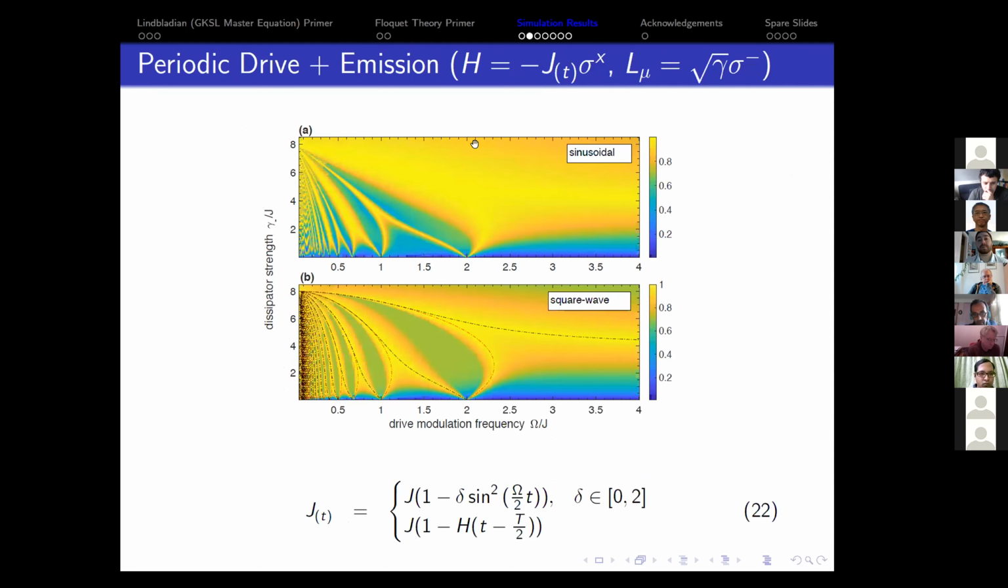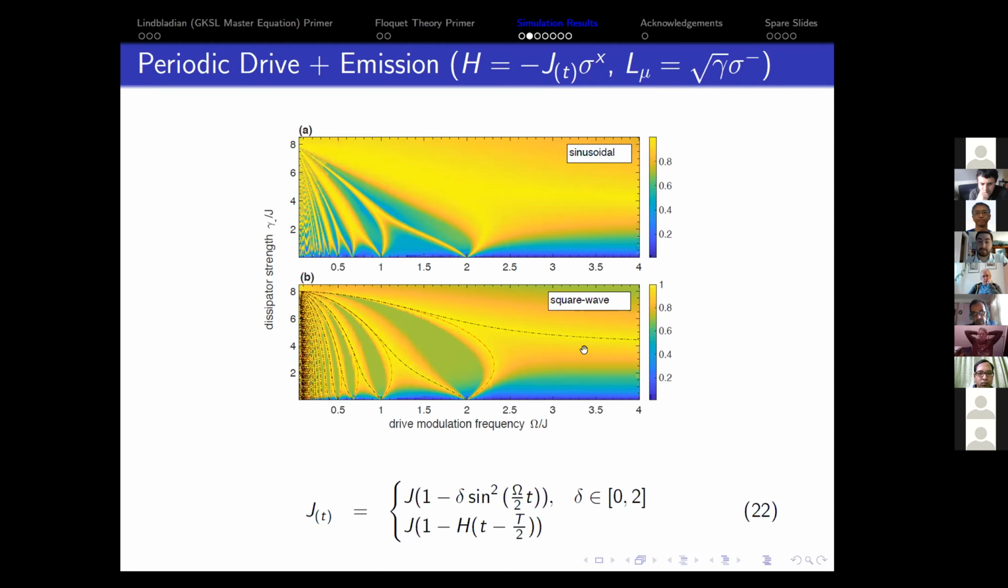All right, so into our actual simulation results. The first phase diagrams that I have to show you are for a periodic X drive and for a spontaneous emission dissipator. We can see two different drive functions here, which I have described at the bottom of the page, the top one being sinusoidal and the bottom one being square wave.